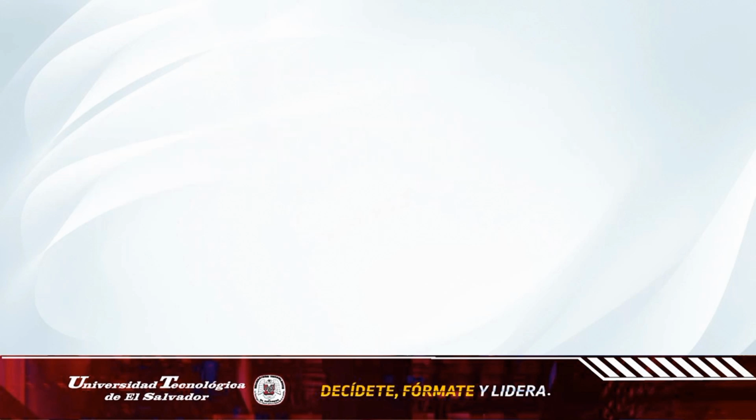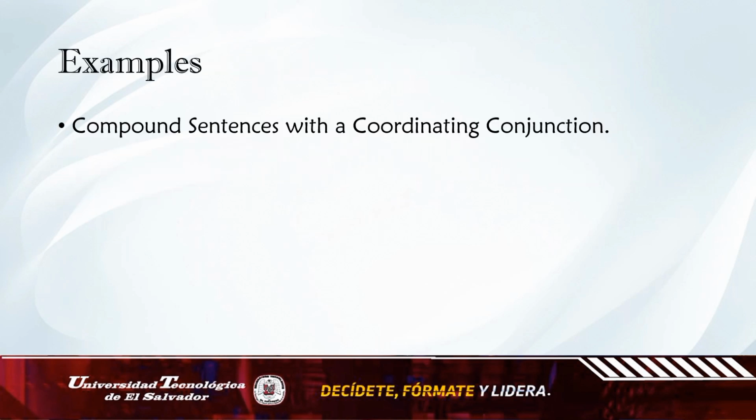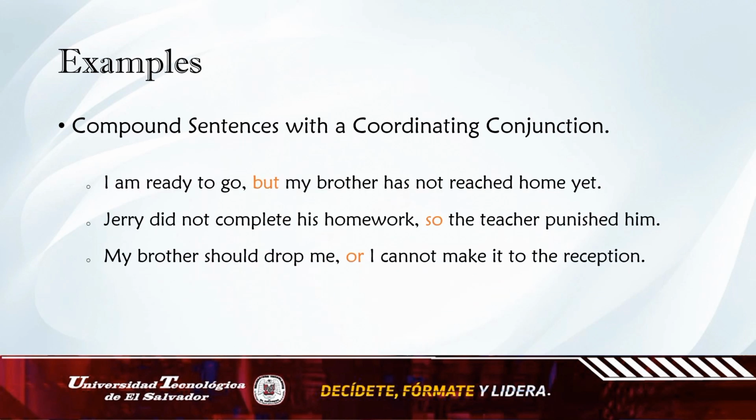Here are examples of compound sentences. First, we have examples of compound sentences with a coordinating conjunction. I am ready to go, but my brother has not reached home yet. Jerry did not complete his homework, so the teacher punished him. My brother should drop me, or I cannot make it to the reception.